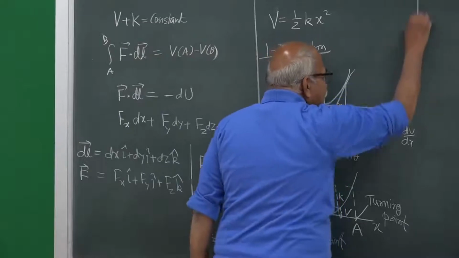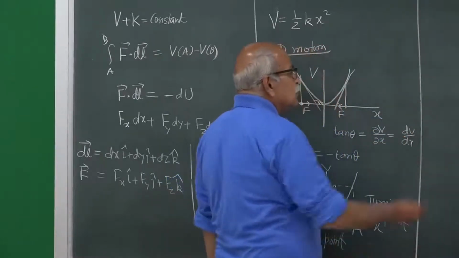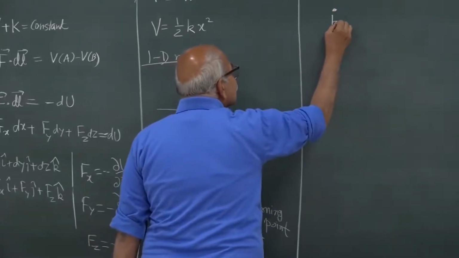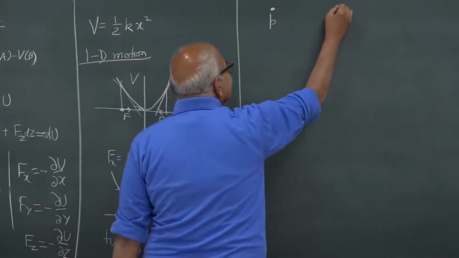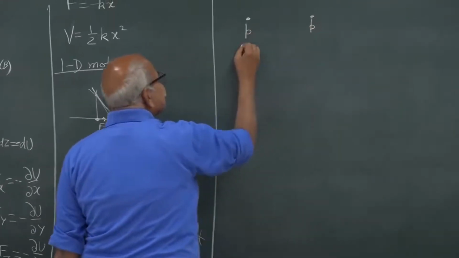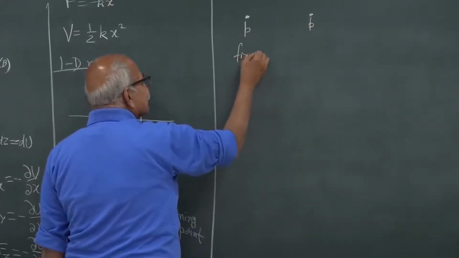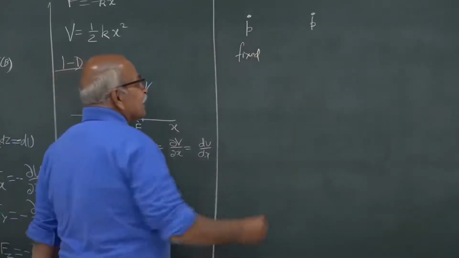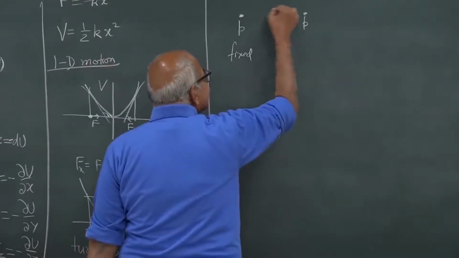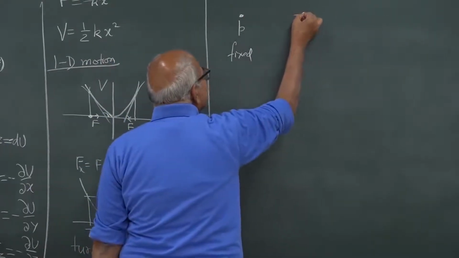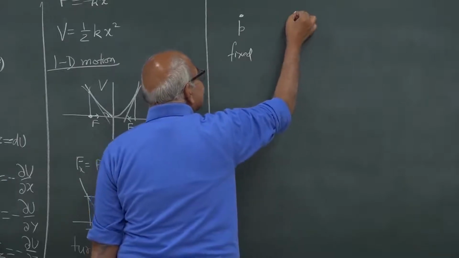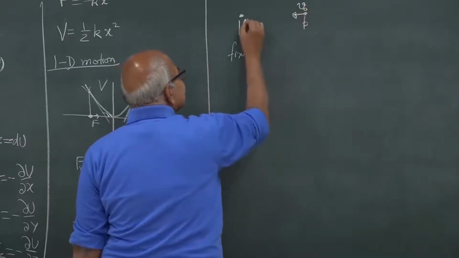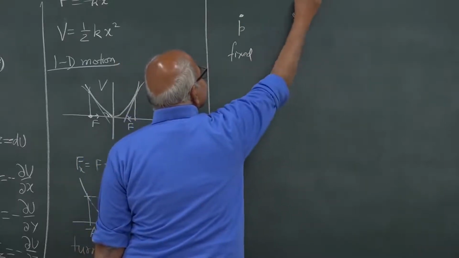Let me take one more example. Suppose you have a proton, and you have another proton, and suppose this proton is somehow fixed and this one can move. Suppose this is moving towards the first proton like that. It has some velocity v naught here, and this distance is quite large.